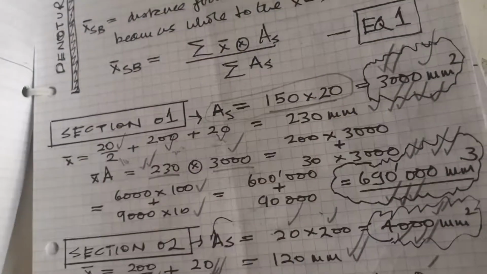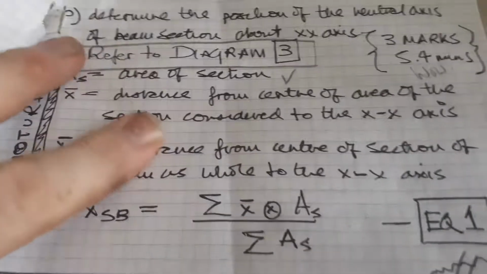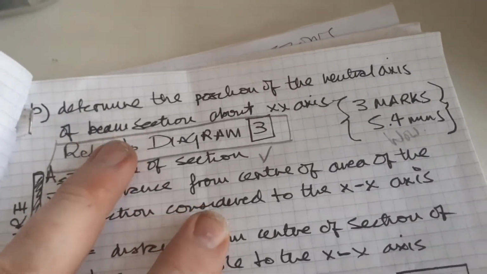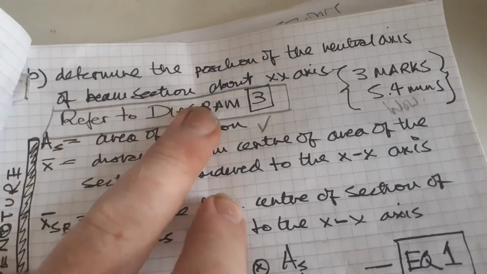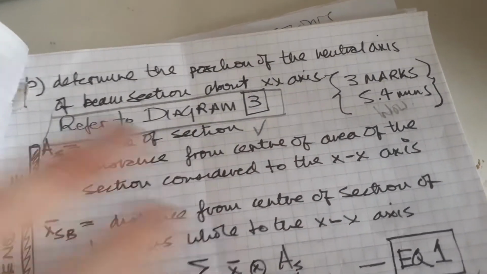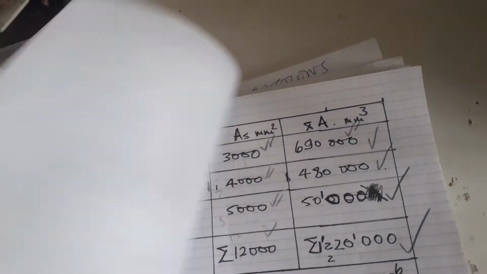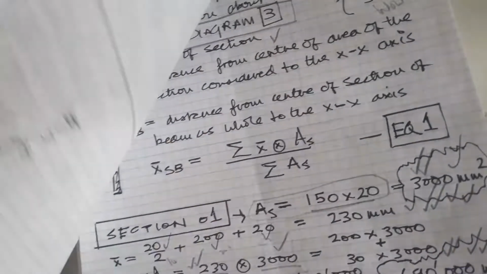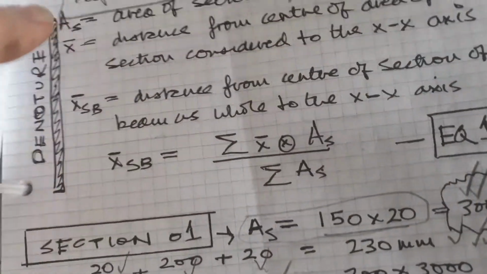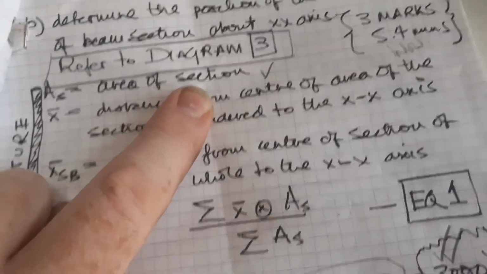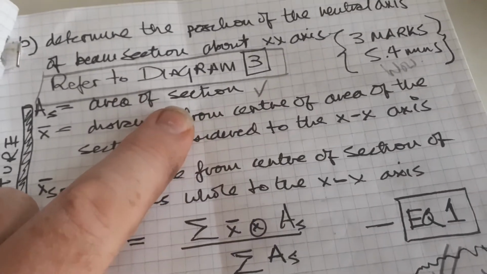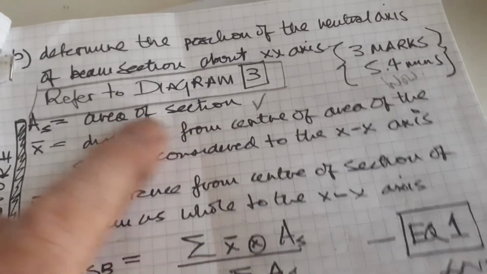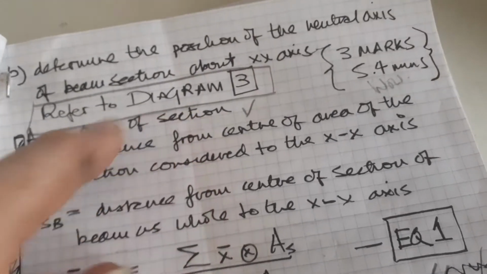So the next part of the question is a little bit more complicated. This is the moment of inertia section of the question. It says determine the position of the neutral axis of the beam section about the x-axis. So go back to diagram 3. This is the same as diagram 3 here. We use the following notation. AS is the area of the individual section components of the beam. So basically that's the area of each rectangle.